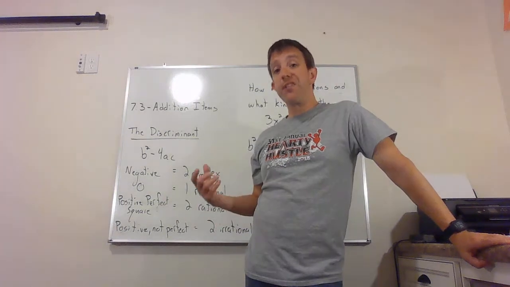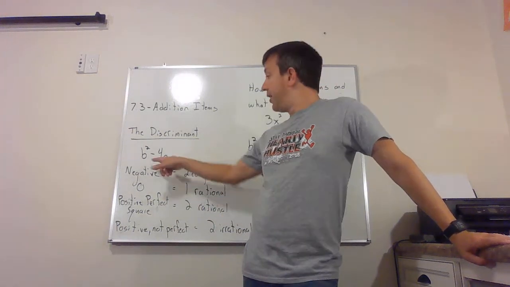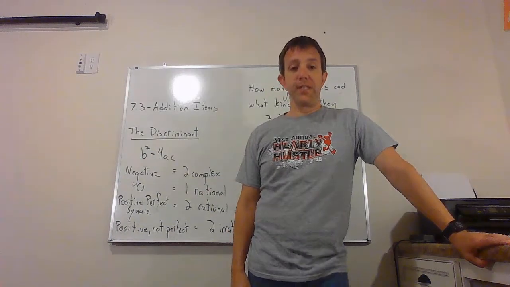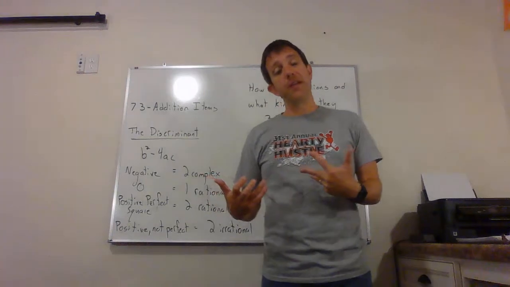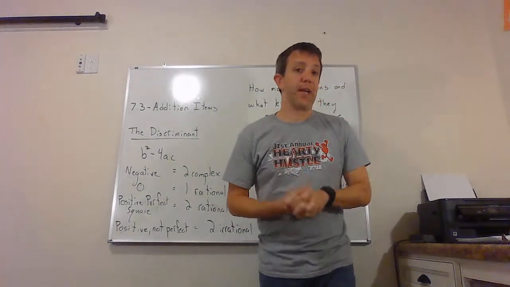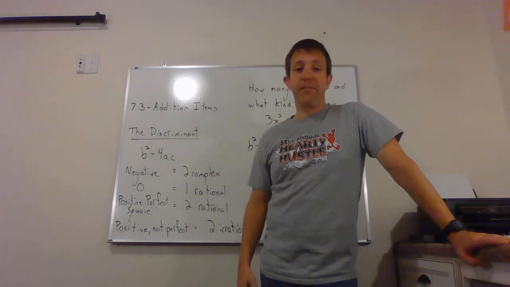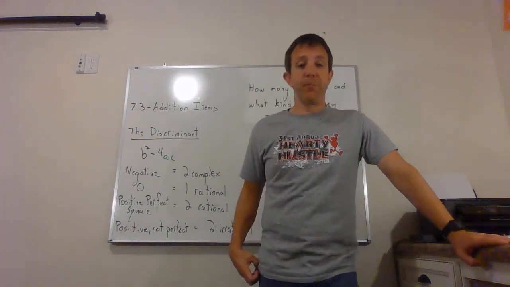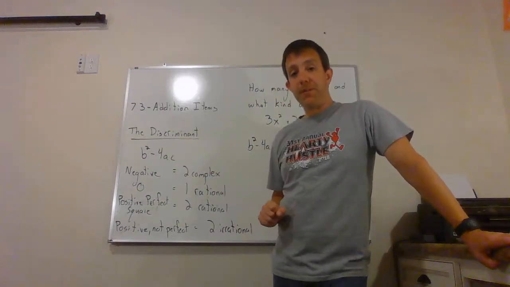The discriminant is just the part that is underneath the square root in the quadratic formula. So it is b squared minus 4ac. Basically, the discriminant tells us how many solutions we get and what kinds of numbers they actually end up being. If the discriminant ends up negative, you get two complex solutions.